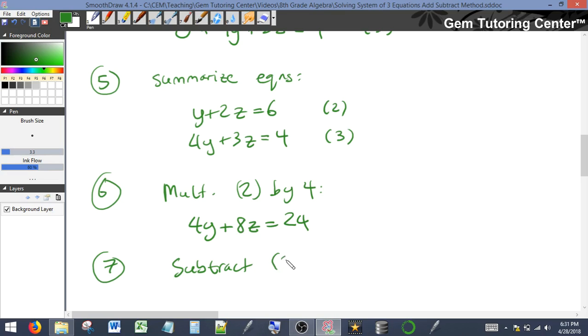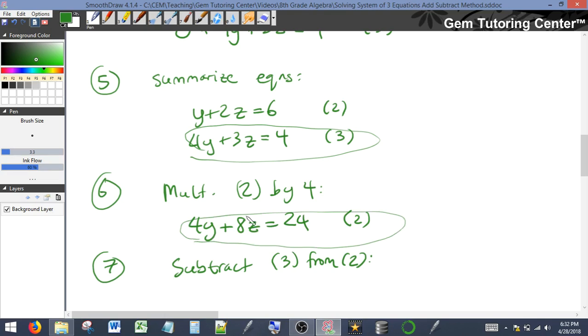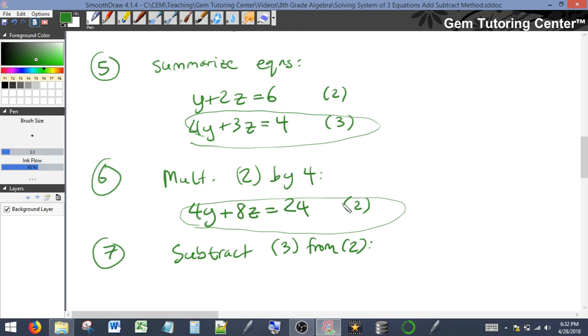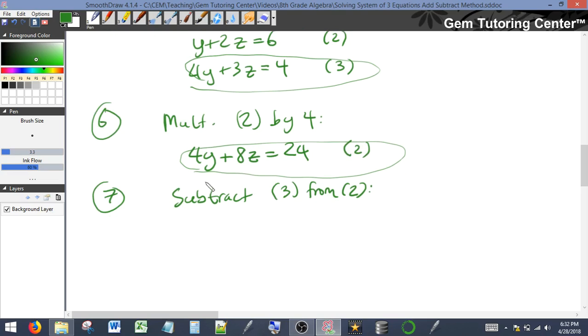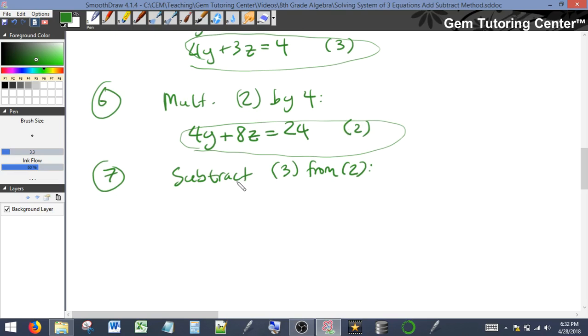Okay, the next step is subtract equation 3 from 2. Equation 3 was this one, equation 2 is this one, because this is a modified one. So we want to subtract this equation 3 from this equation 2, okay? I know we've been saying they're both 2, but as we change things, we're renaming them so that we don't have to go to very high equation numbers. We just want to keep things simple. So we're going to subtract equation 3 from equation 2.